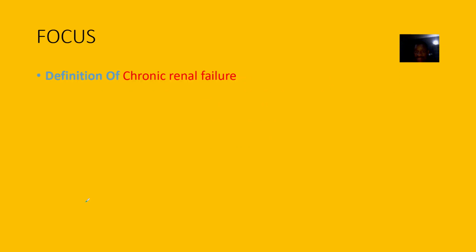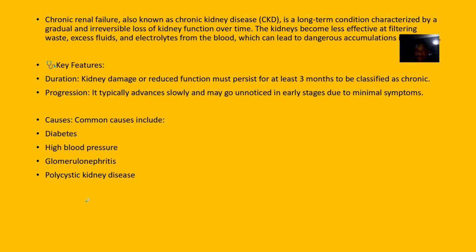So chronic renal failure, or some people call it chronic kidney failure, is what we are describing next. Of course, anything chronic has been there for a very long time, so it's a long-term condition characterized by gradual and irreversible loss of kidney function over time. You can see the "over time" there, a very important part of the definition. So it can lead to what? Accumulation of dangerous things in the body.